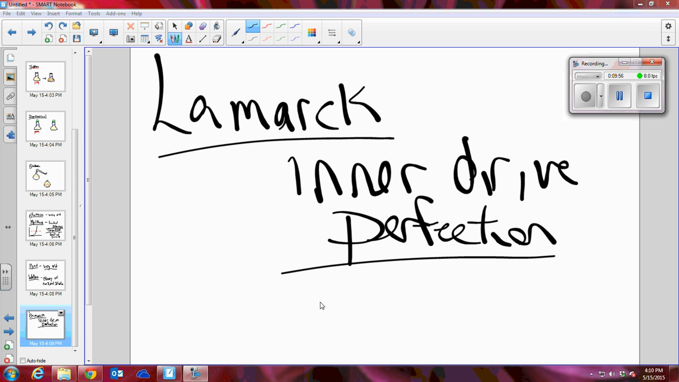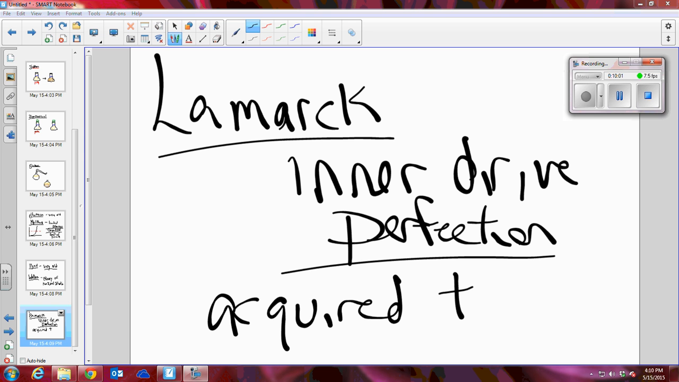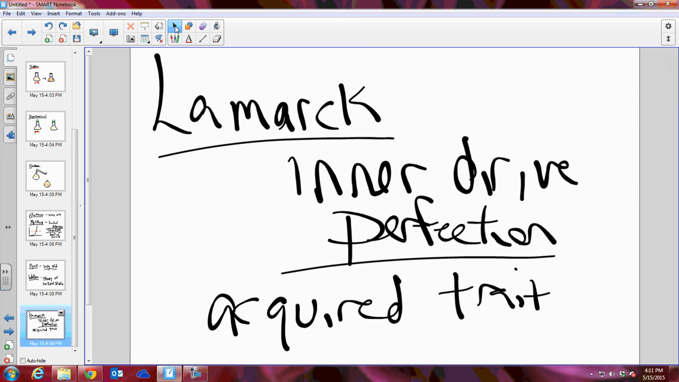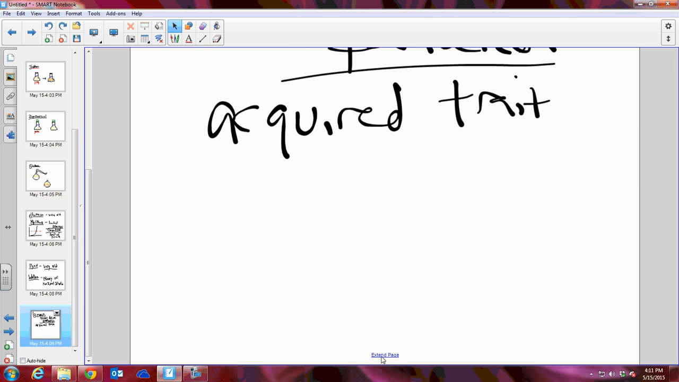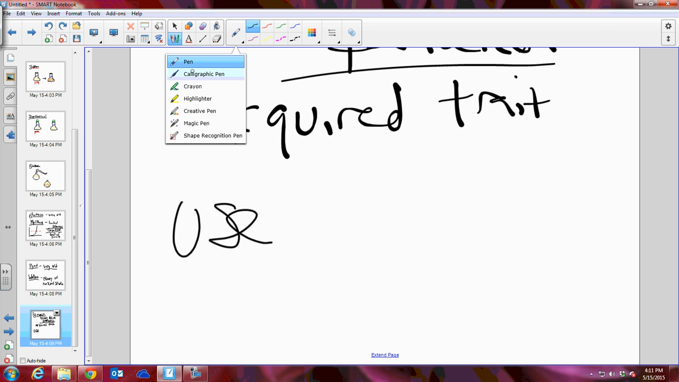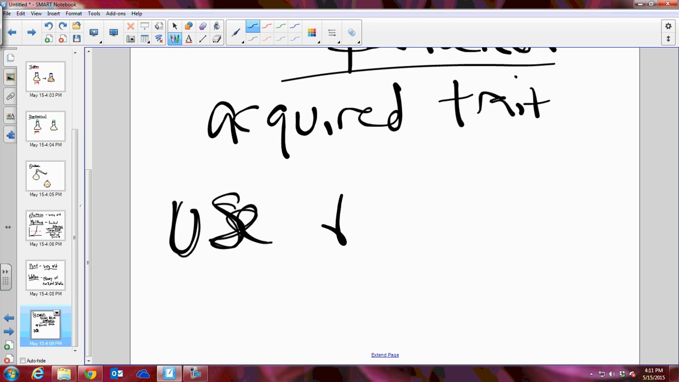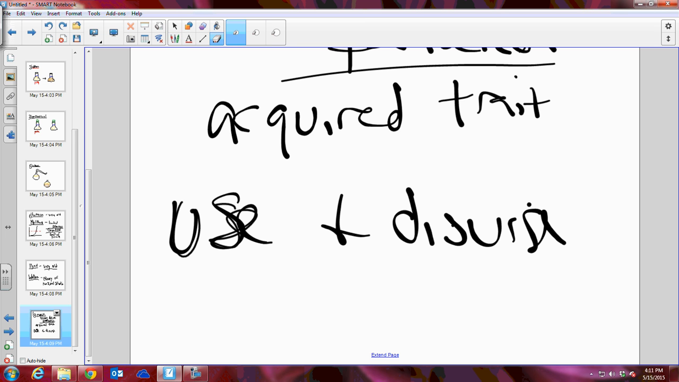Well, not only that, but this particular giraffe, whose inner drive was able to change itself, is able to pass that acquired trait on to the next generation. And so future generations are able to acquire these same traits over the course of their life. And so essentially, Lamarck said that through the use and disuse of particular structures, an organism could get better over time.